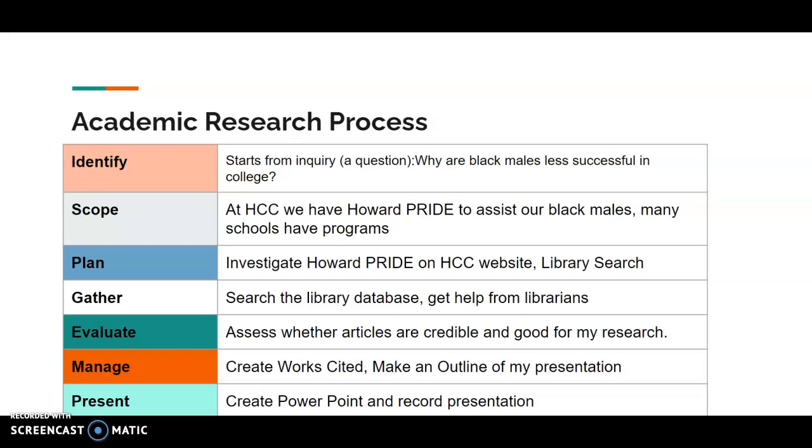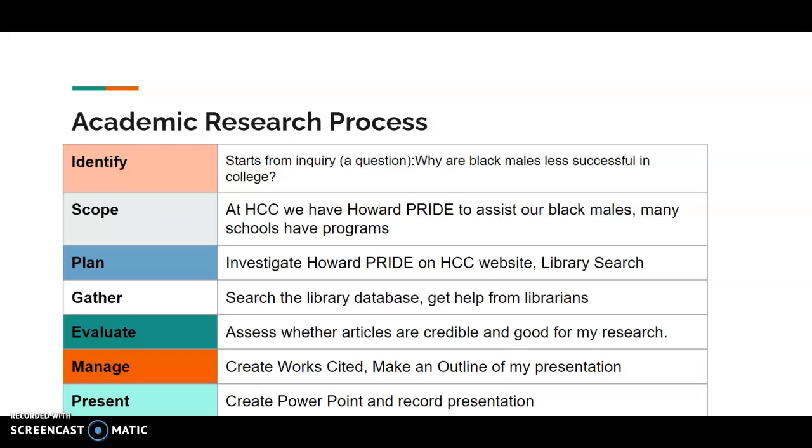So when we identify, we start usually with a question from some kind of inquiry. And so one of the issues we're going to look at is thinking about our Howard Pride. And that is geared towards helping make Black males successful in college. So the question is: why are they less successful in the first place? Okay, so that is the question.